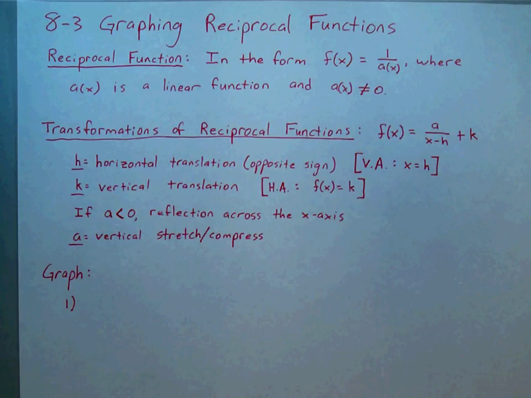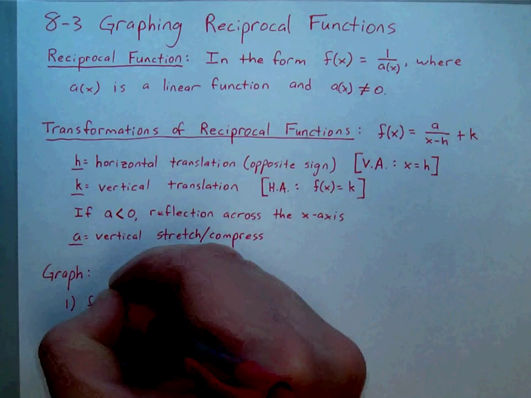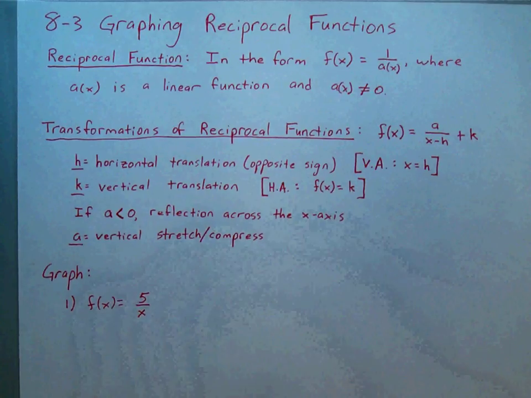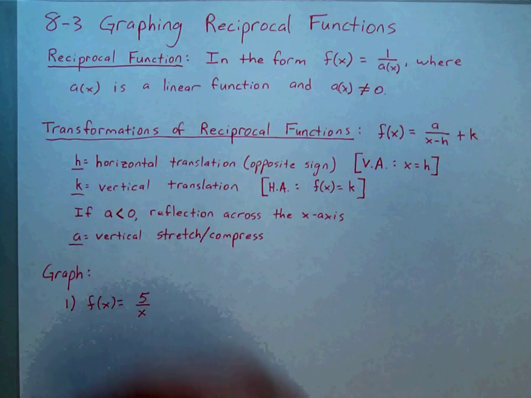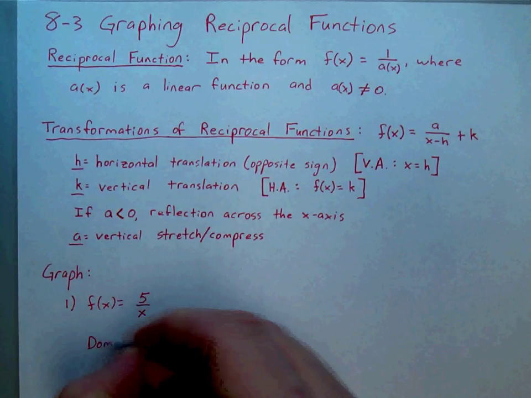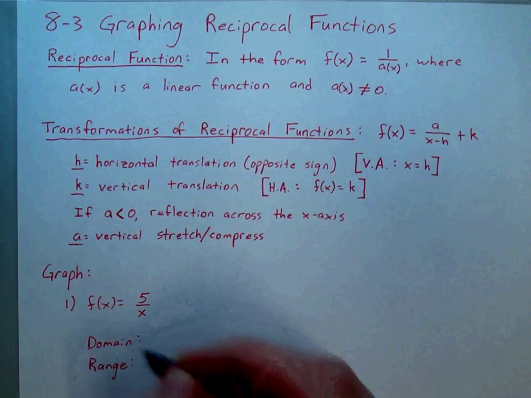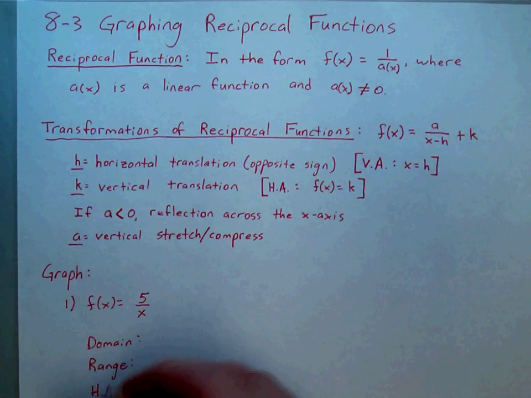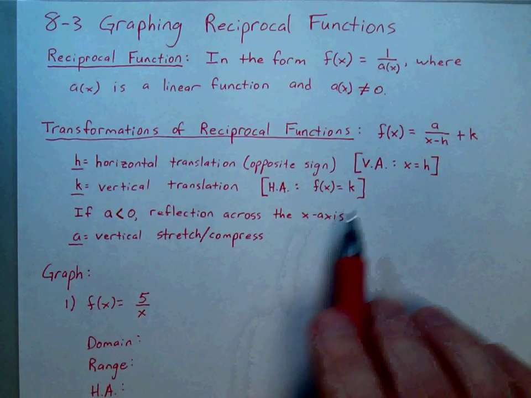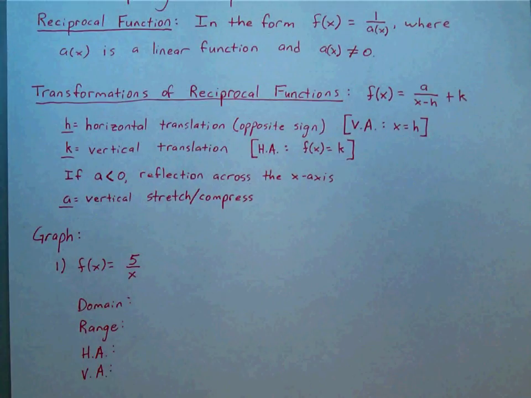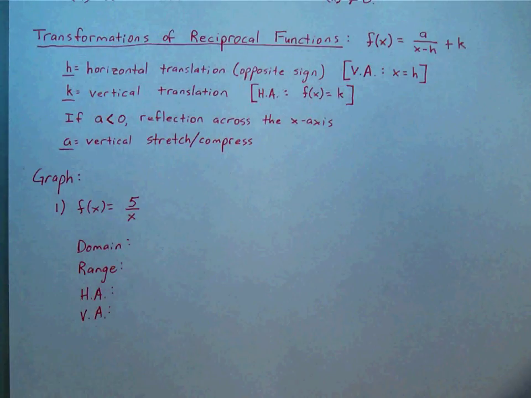Let's start with the graph of f of x equals 5 over x. So you notice the denominator is linear. There's a constant in the numerator. We're going to care about the domain, the range. There's going to be a horizontal asymptote and a vertical asymptote in these problems. And you see I mention those in the brackets here in the transformations section. Scroll up a little bit.